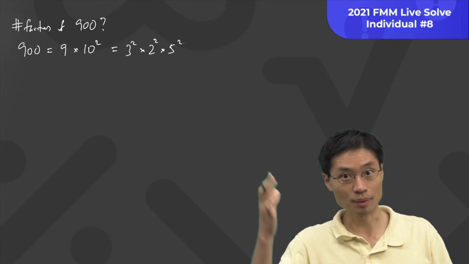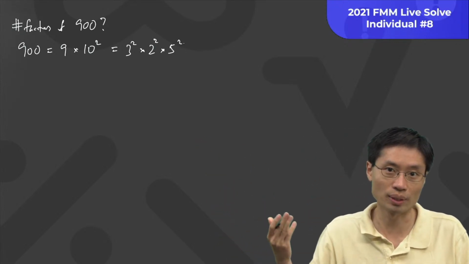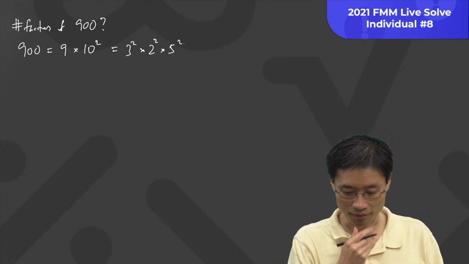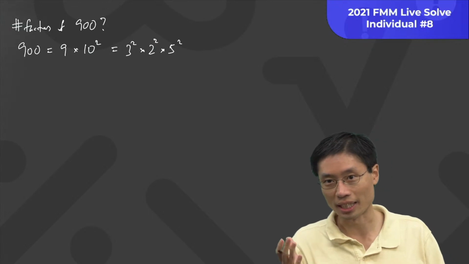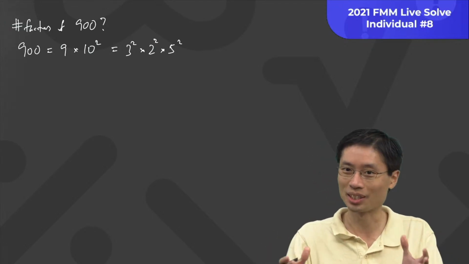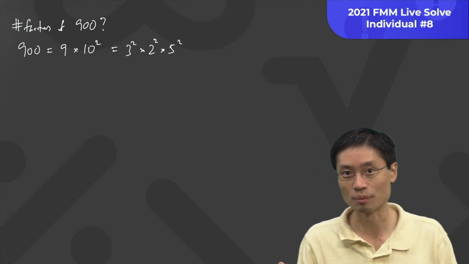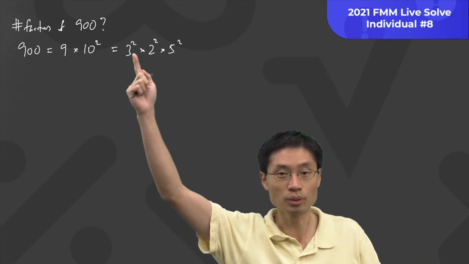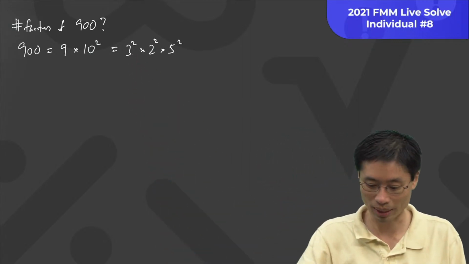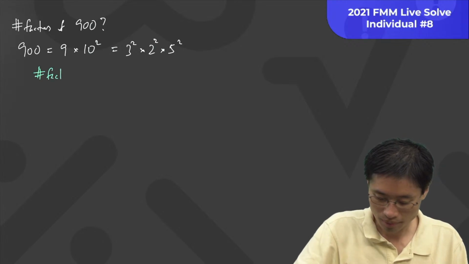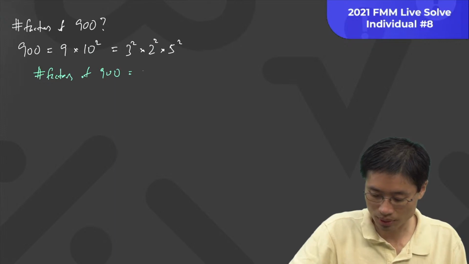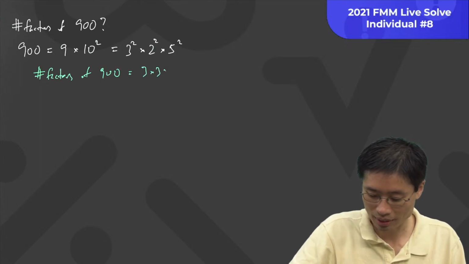So I have something like this. It could be 3 squared times 2 squared times 5 squared. If I did that, I can find out how many factors there are. This is a standard formula. I don't have time to teach it here inside this particular live stream, but you take each of those exponents and add 1, each of those powers, and add 1. So the number of factors of 900 is equal to 3 times 3 times 3, which is 27.